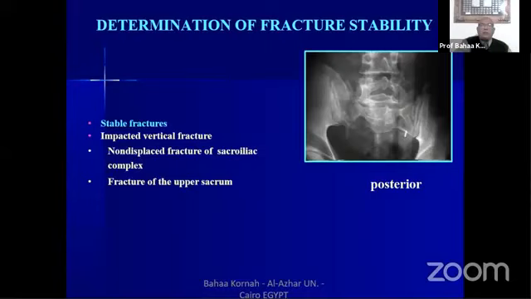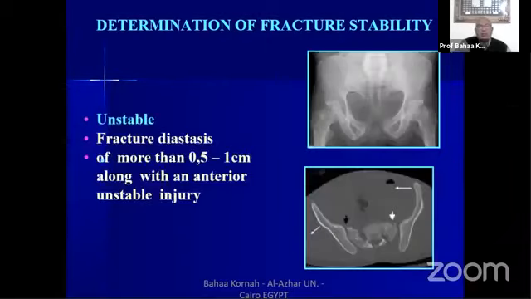Determine the stability. Look for the stability of the fracture: impacted vertical fracture, non-displaced fracture of the sacroiliac complex, and fracture of the upper sacrum are considered stable. Determine the unstable: an unstable fracture with diastasis of more than 1 centimeter along with an anterior unstable injury is considered an unstable injury.